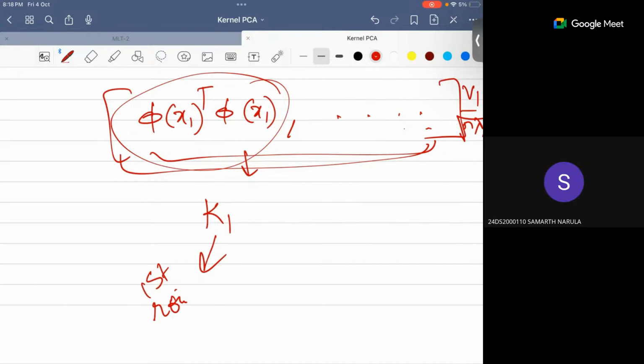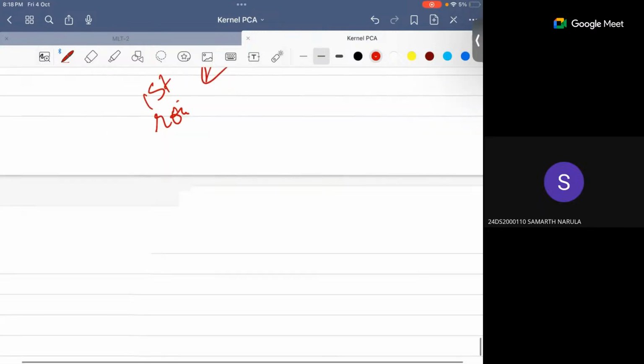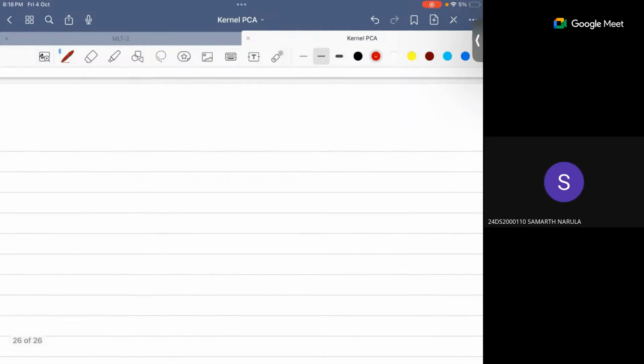After we get the kernel matrix, what are we projecting on? After getting the kernel matrix, where do we project? Okay, I'll just compare both, right?